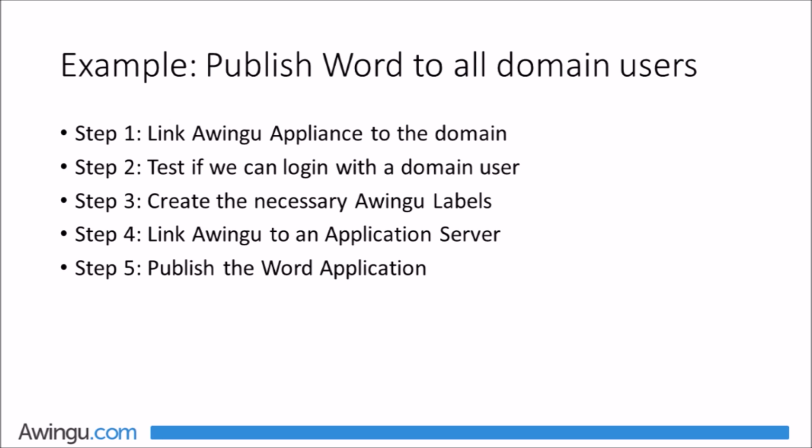This is actually a 5-step process in which we will start with linking the Awingu appliance to the domain. We will test if we can log in with a domain user onto the Awingu appliance. We will create the necessary Awingu labels. We will link the Awingu to the application server. And finally, we will publish Word from that application server to all domain users.